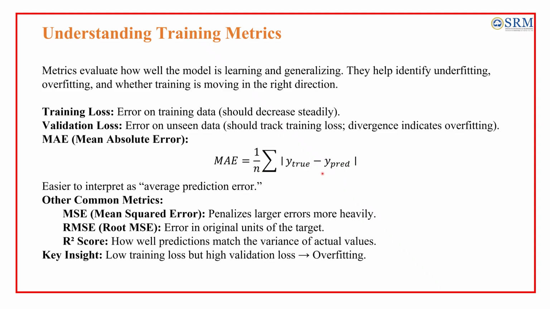A good model has low training and validation loss, and both decrease steadily. For example, if a true value is 0.7 and the predicted is 0.5, the error is just 0.2. MAE tells us the average size of such mistakes. Other common metrics are RMSE, root mean square error, in the units of the target, and the R2 score, how well the prediction matches the variance of the actual values. Low training loss but high validation loss means it's actually overfitting. Based on the graph you can calculate if the model is overfitting or not.